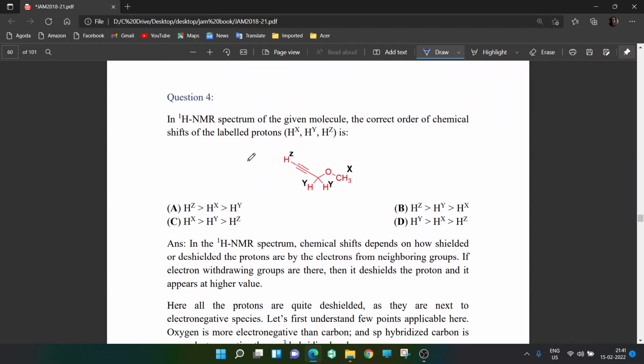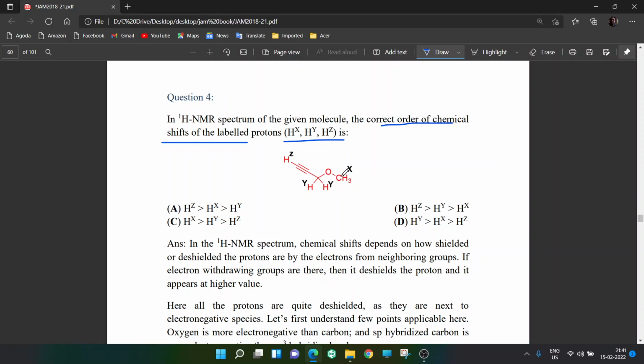Next question. For the proton NMR spectrum of the given molecule, give the correct order of chemical shifts of the labeled protons. Higher chemical shift means more deshielded it is. If it is shielded, that means more electrons are nearby. If electron donating groups are there, then it comes at a lower value. But if electron withdrawing groups are there, then what happens? Then electron density is being pulled away, so they are deshielded, so they come at a higher value.